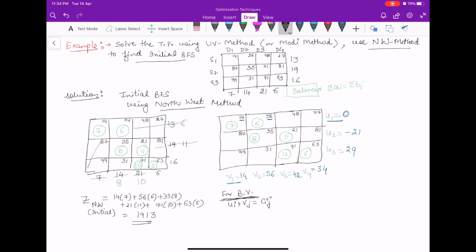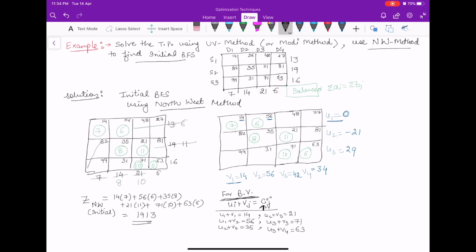Okay, so either you calculate in the table itself, or if it's not clear, you may even write these equations for the basic variable. The equations for the basic variable are u1 plus v1 is equal to 14, and then I have u1 plus v2 equal to 56. Then I have u2 plus v2 equal to 35, and I also have u2 plus v3 equal to the cost 21. And then we have u3 plus v3 equal to 71, and the last was u3 plus v4 equal to 63. Remember to associate this with the cost, not with the allocation.